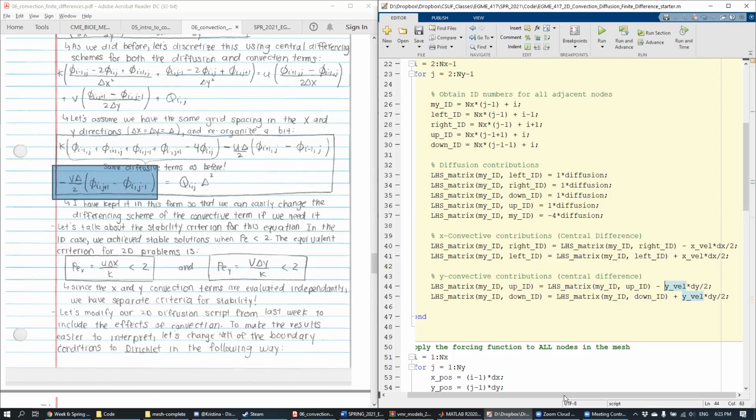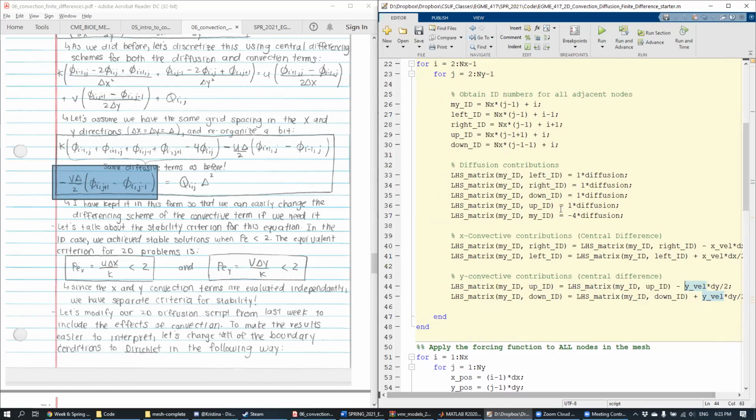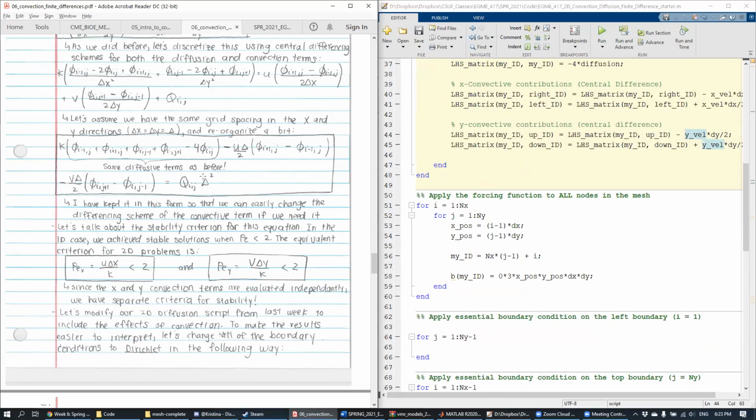All right, and with that, that part is complete, and so we've added all the contributions to the left-hand side matrix according to this equation right here. We started with something that looked really scary, and it was a ton of terms. But if you compare this to our 2D diffusion code, we really don't have that much added to it. We just have these 4 additional lines of code that correspond to these convection terms. Okay. All right, any questions on this?